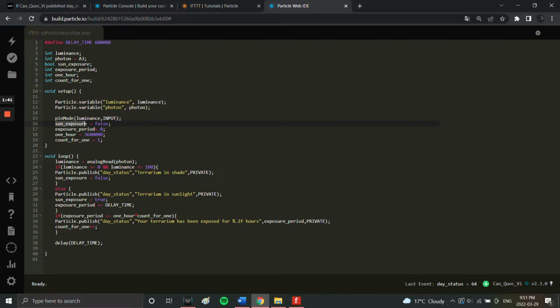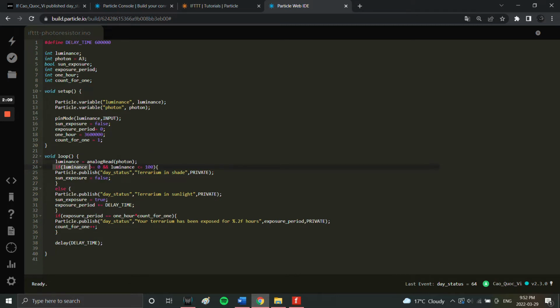So first we set the sun exposure to false. That means we are not in the sunlight, and the exposure period to 0, and the value of 1 hour, the count for 1 is 1. And the luminance uses the analogRead function to read the value in the photon.